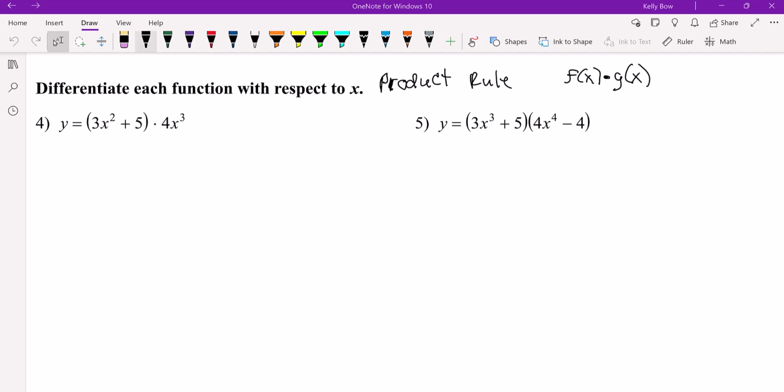Okay, now we have what's called the product rule, where you start with two separate functions multiplying against themselves. Or once in a while, you'll have the same function multiplying against itself. And here's the product rule.